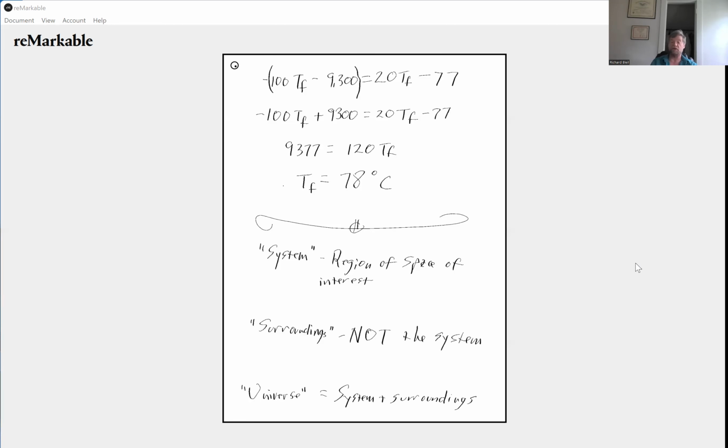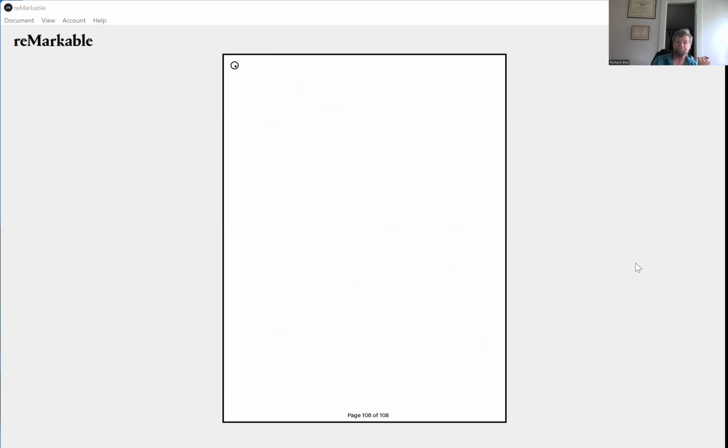So when we talk about the universe, it is the sum total. It is the system plus the surroundings. It is everything, which sometimes we need to consider. In the second law of thermodynamics, the universe becomes very important, and we'll see why. So we talk about the system, what we're interested in, the surroundings, what it's in contact with, and the universe, which is simply the system plus the surroundings.